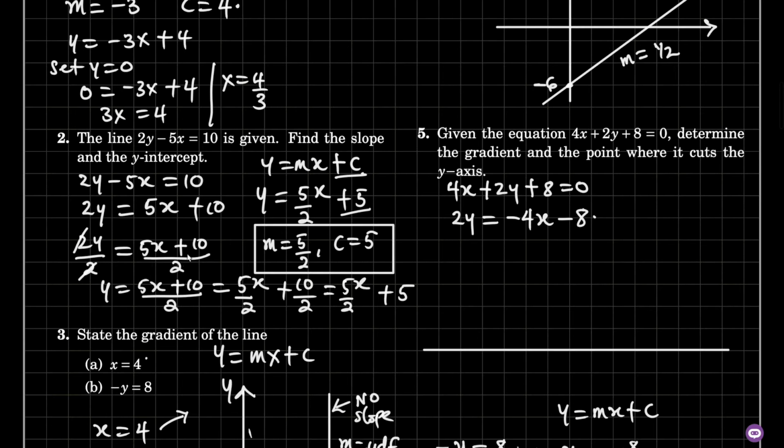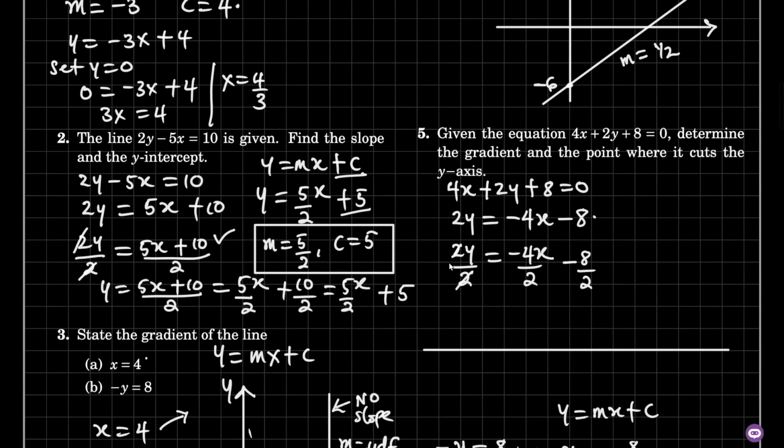What I did here, it doesn't necessarily have to be like this. You can just divide through by 2. That is, we can say 2y divided by 2 is equal to minus 4x divided by 2. And then we have minus 8 divided by 2. So which means that these two can simply divide each of the term that you have in the equation.